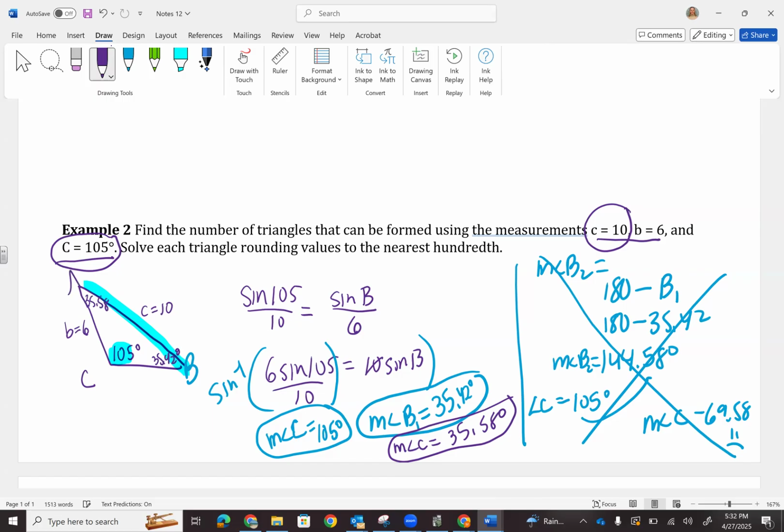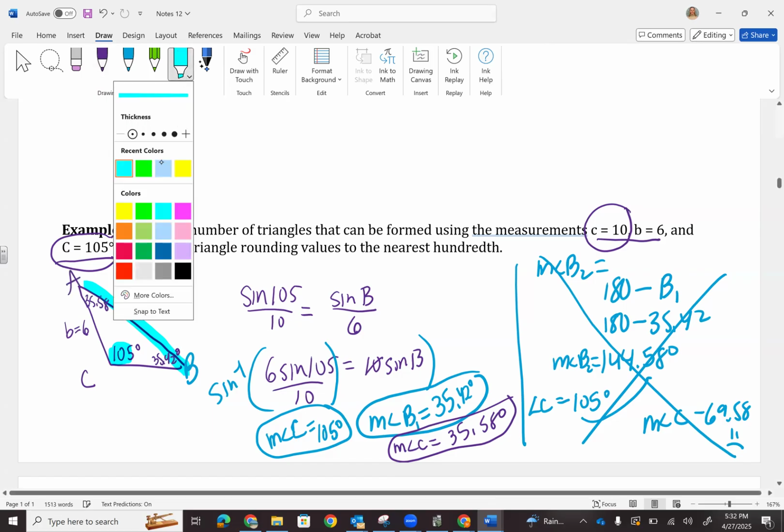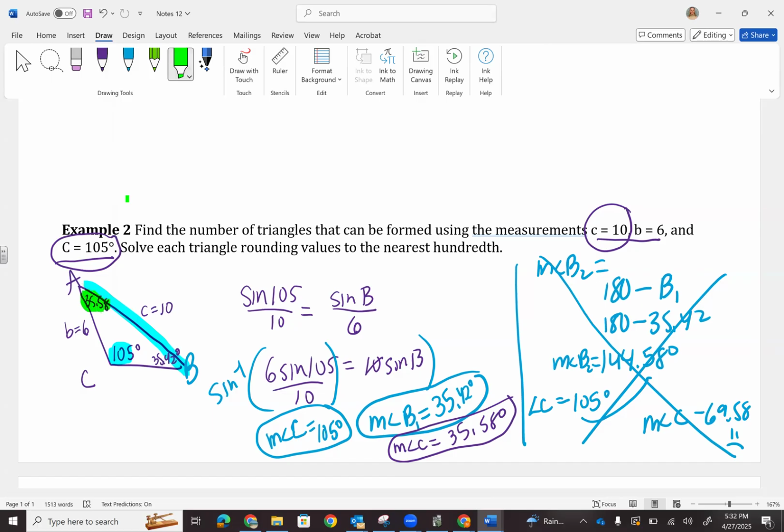And this is angle A. I'm not sure why I put C. Let's call it A. All right. And we have to find the length of side A across from it. And so we'll do the law of sines. So sine of 105 goes with 10. That's a given pairing. Equals the sine of 35.58 goes with the length of side A.